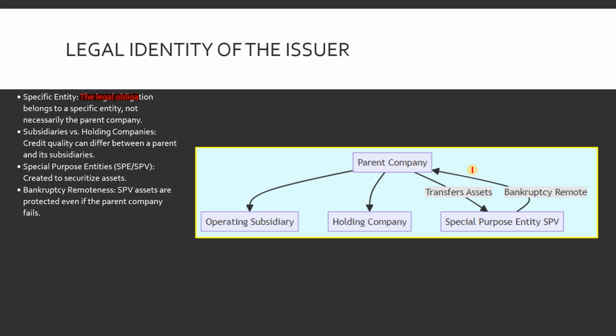So let's understand again through the diagram, which helps you distinguish the legal entities. At the top, this is your parent company. It can issue debt, but so can its operating subsidiary, which is this one, or a holding company in the middle, and the special purpose vehicle entity, SPV. This arrow indicates assets moving from the parent company to the SPV. The SPV is walled off, or bankruptcy remote, protecting those specific assets from the parent's financial troubles.